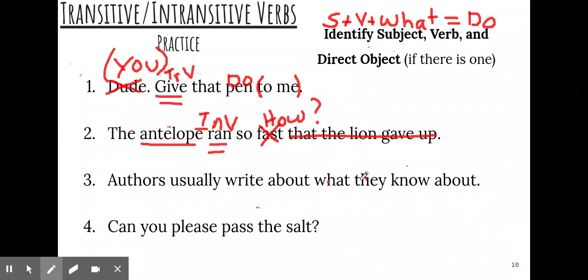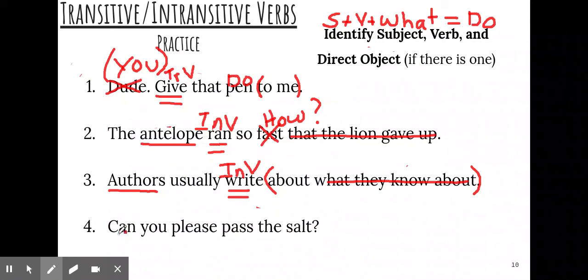Again, we're not going to deal with this dependent clause over here. We're going to deal with the independent clause. So authors, and then what are they doing? They write. And then you say authors write what? Well, about is either an adverb if it's by itself, or a preposition if it's part of a prepositional phrase, and that can't be our direct object. So authors write, you have a subject and an intransitive verb. Since we don't have a direct object, it's intransitive.